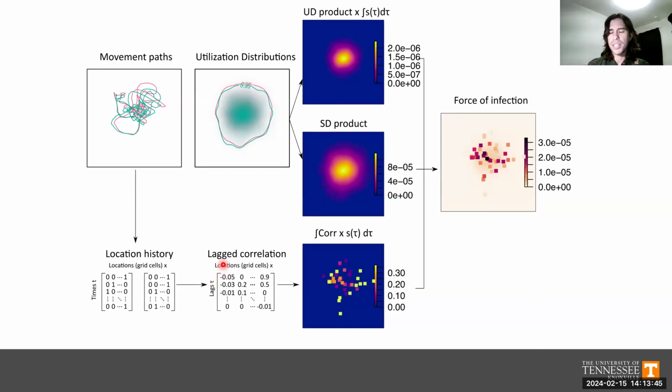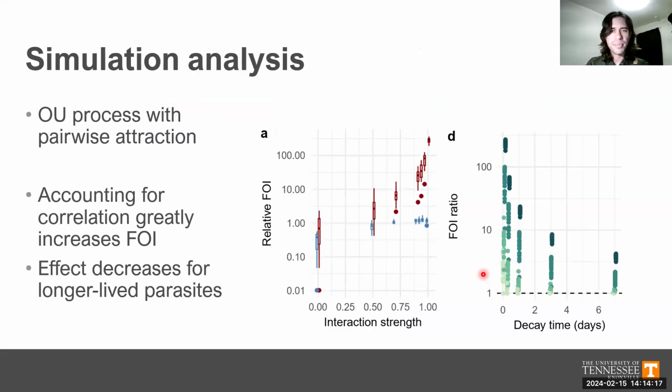So you calculate the correlation with lag 0, and then 1 time step back, and then 2 time steps back, and then you do that for all possible, or a lot of the possible lags. And this gives you this integrated correlation term, which is much more heterogeneous in space. You combine these three and obtain the force of infection across space. So here, you see that it's also very heterogeneous in space, but it's related to that correlation term, which is critical.